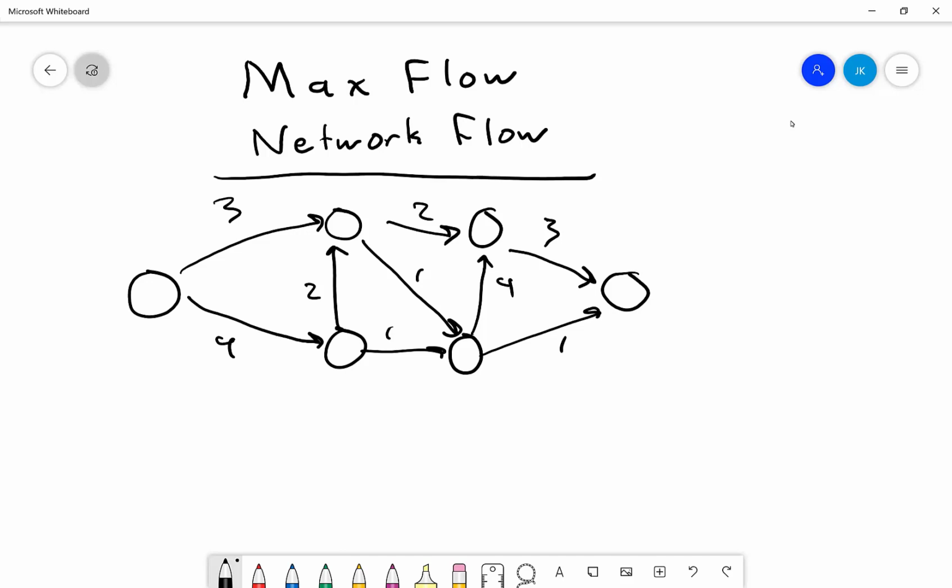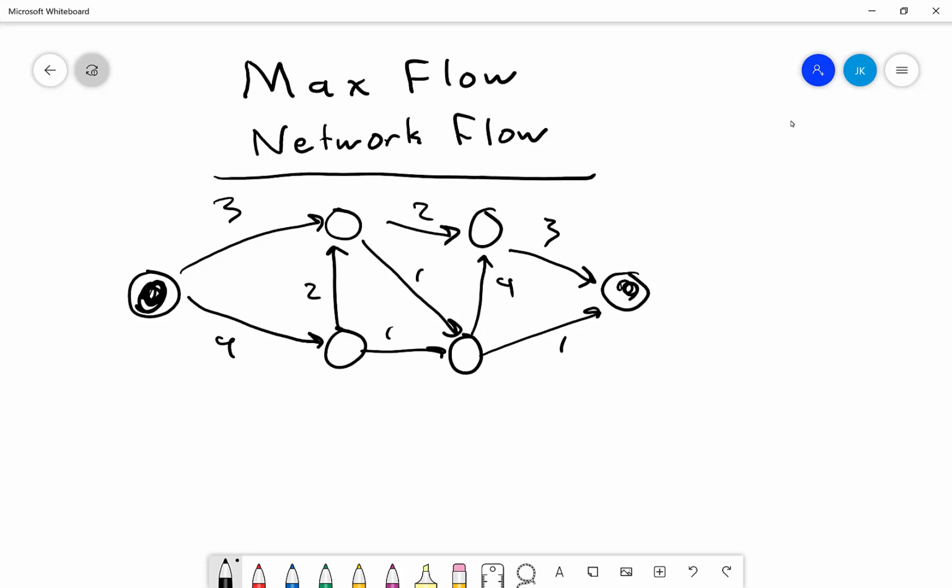And the question is, how much of whatever is being produced at the source can get to the sink? The source you can think of as an infinite source of stuff, and the sink is an infinite receiver of stuff. It'll take as much as you can give it. The question is, how much can you push through this? How much stuff can flow through this entire network from the source to the sink?